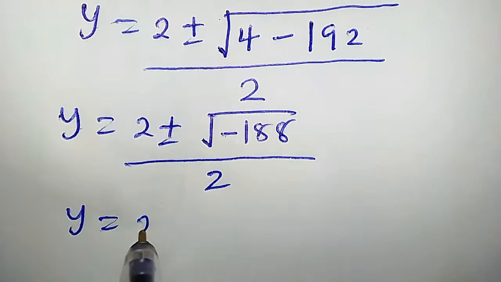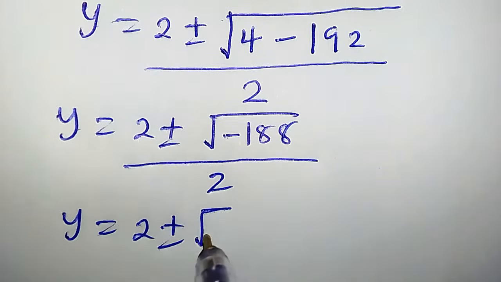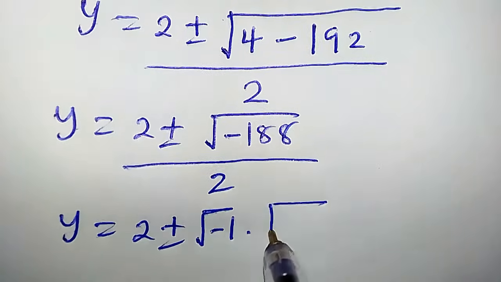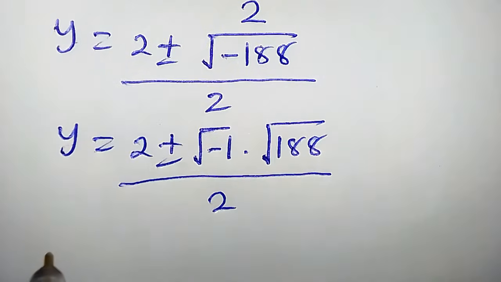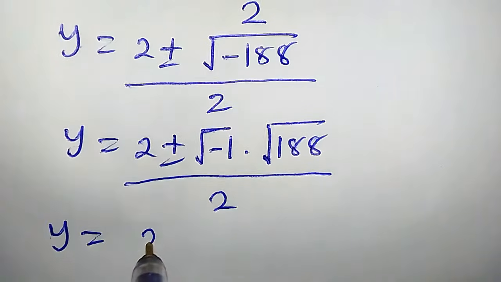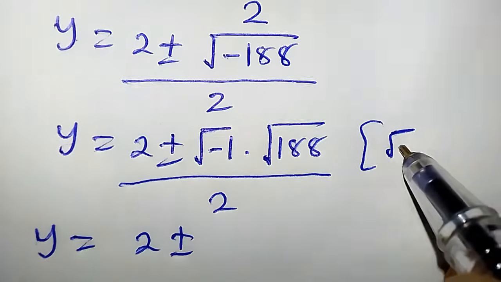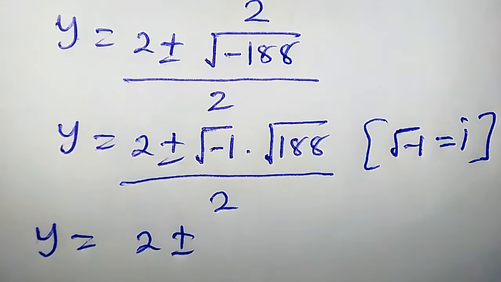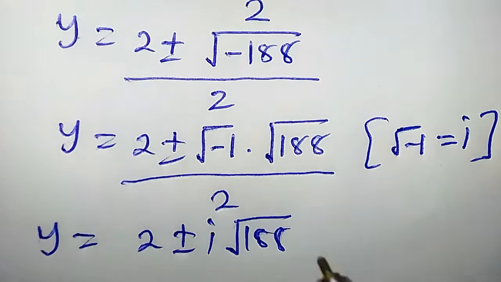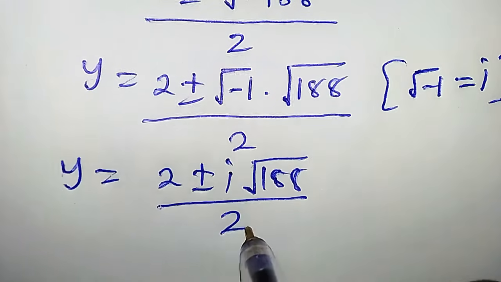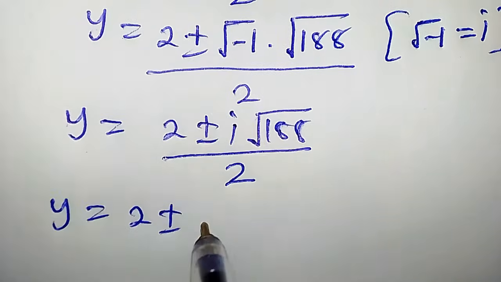y equal to 2 plus or minus square root of minus 188, which could be written as square root of negative 1 times square root of 188, divided by 2. So our y is equal to 2 plus or minus, don't forget, from the complex numbers, square root of negative 1 is equal to i. So that means we have i here times square root of 188, everything divided by 2. Let's proceed further. y equal to 2 plus or minus i.